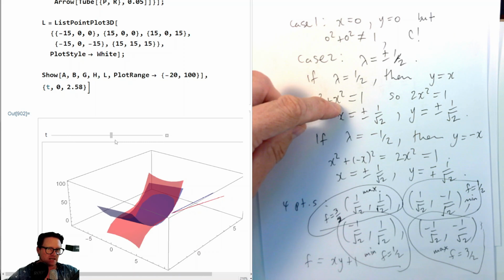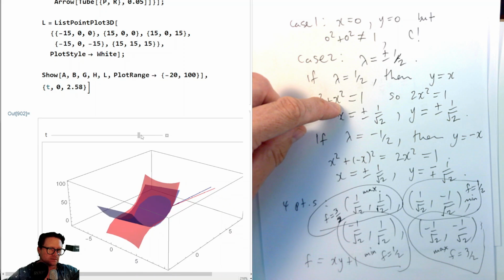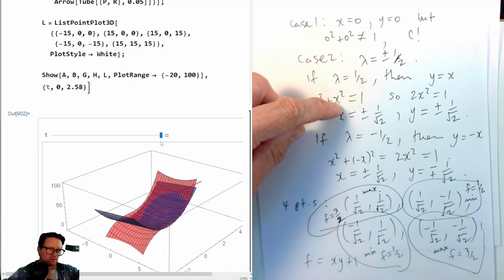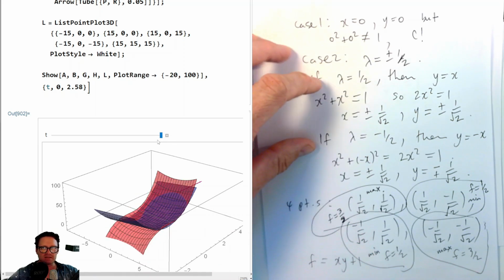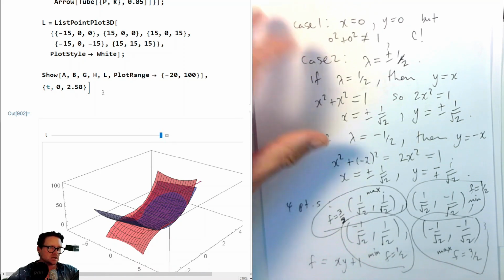Okay, so these are the gradient vectors. Now you notice they're becoming more parallel as we're reaching the top. So as we're reaching the top, they are becoming parallel. Okay, so I hope that helps clarify the idea of Lagrange multipliers and optimization subject to a constraint.